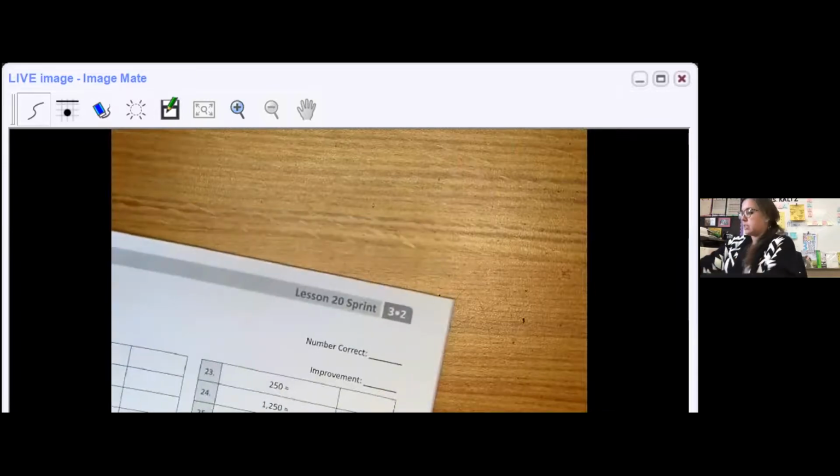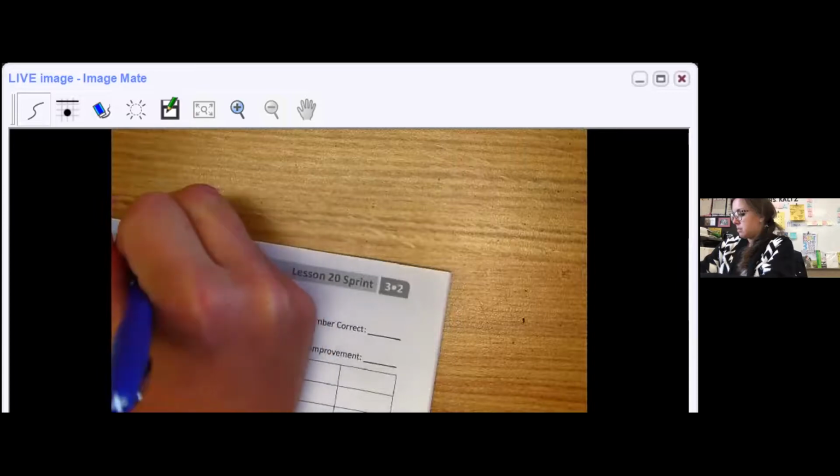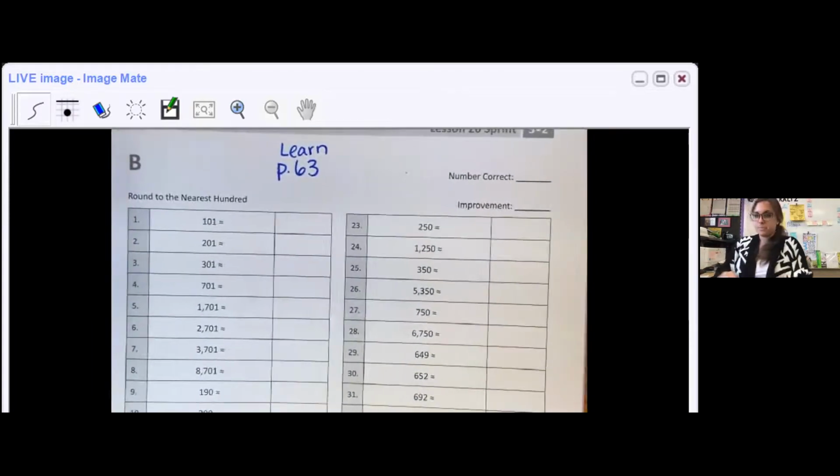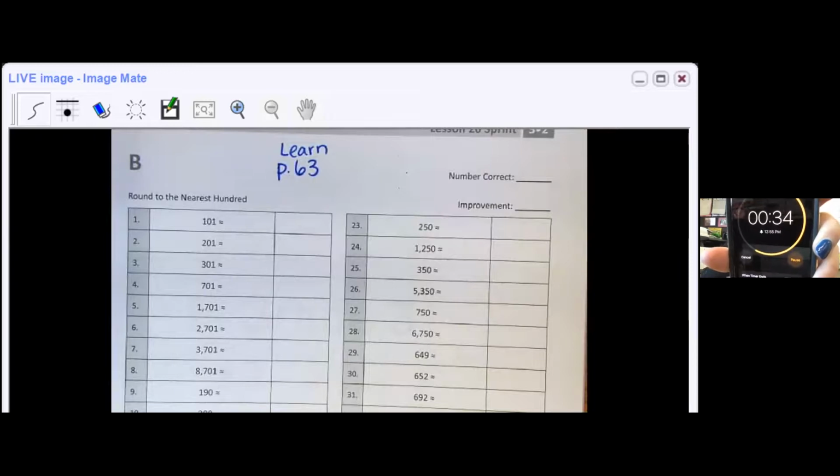All right, turn the page to page 63. And you are going to get a minute. And we're trying to beat the number you got last time. We're trying to see an improvement. On your mark, follow the patterns. Get set, go. Thirty seconds remaining.